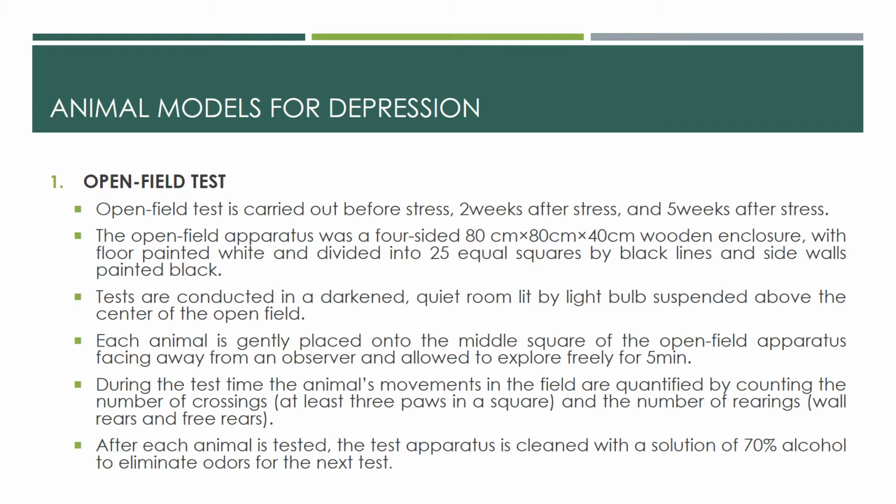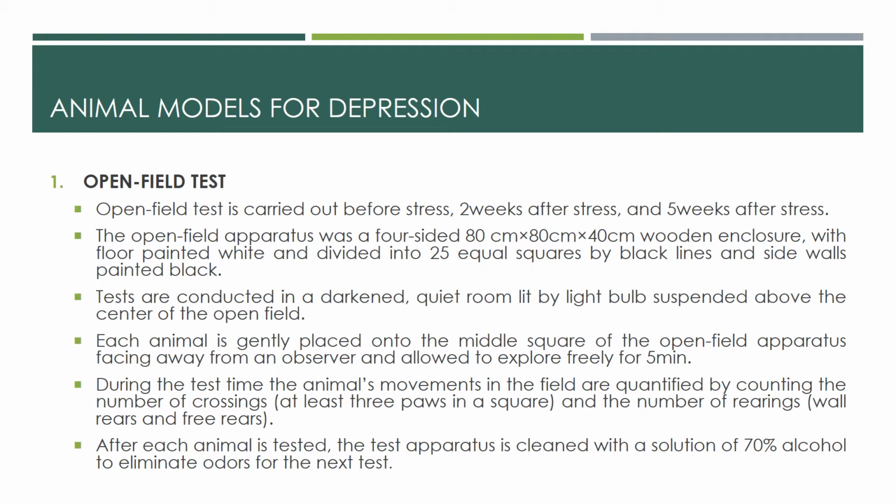Each animal is gently placed onto the middle square of the open field apparatus, facing away from an observer, and allowed to explore freely for 5 minutes. During the test, the animal's movements in the field are quantified by counting the number of crossings, at least 3 paws in a square, and the number of rearings, wall rears and free rears. Rear means to stand up. The standing up position of mice is called rearing.